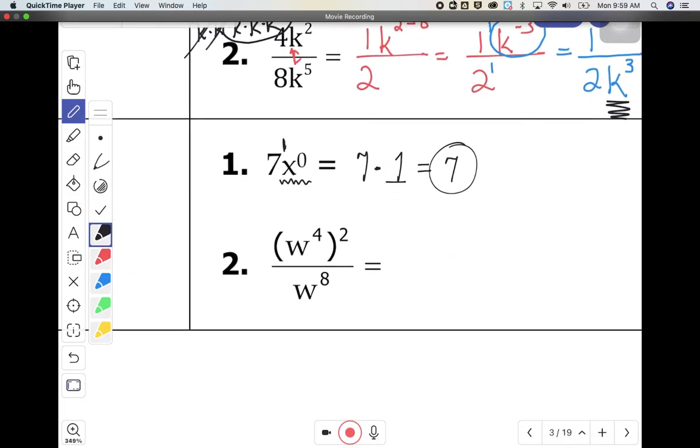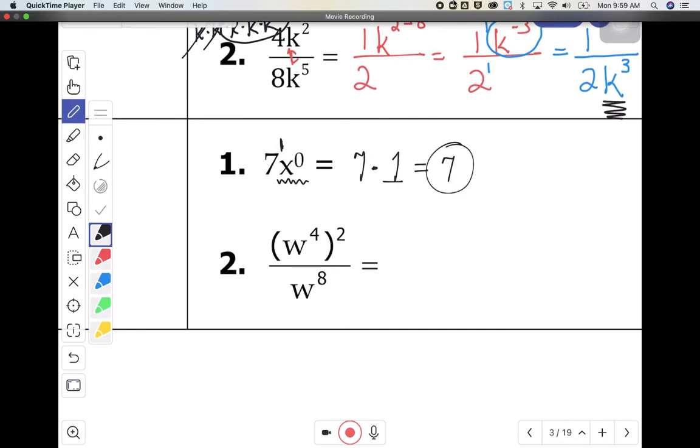And then if you look at our power rule up top, we're allowed to multiply that 4 times 2 to get w to the 8th. And then this w to the 8th just comes along for the ride. And you see how we have same thing on top of same thing?